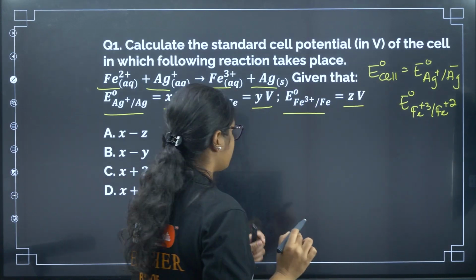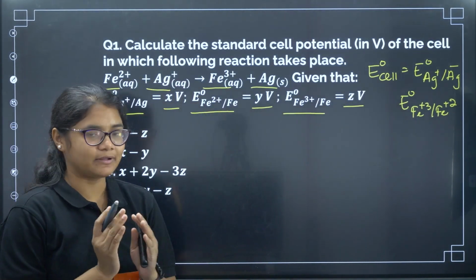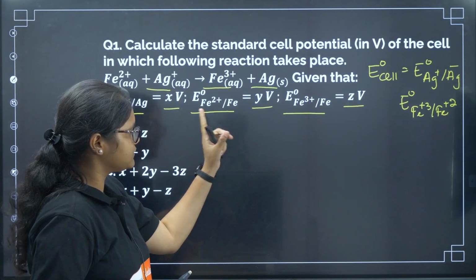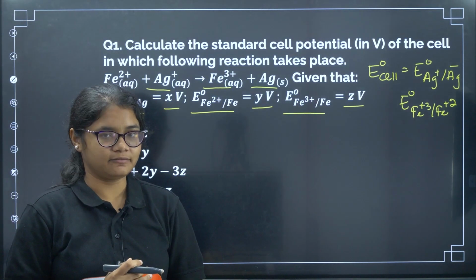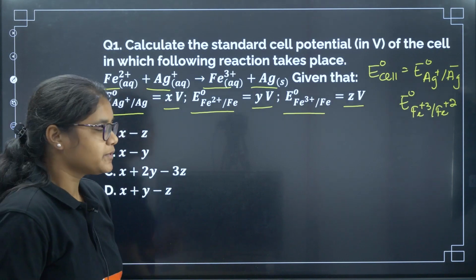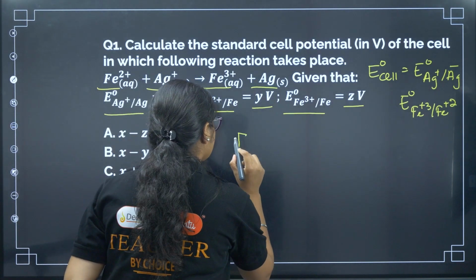But if you see the question carefully, Fe3+ to Fe2+ value is not given. Rather, we are given with Fe2+ to Fe and Fe3+ to Fe value. So using these two data, we have to derive that value first. So that simple way of doing that is your Latimer diagram.